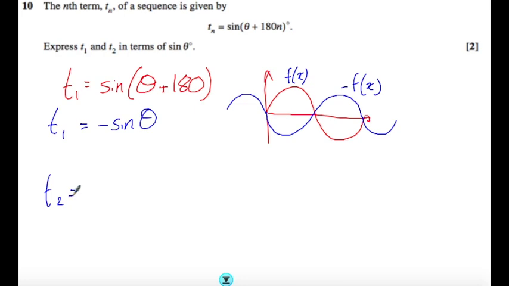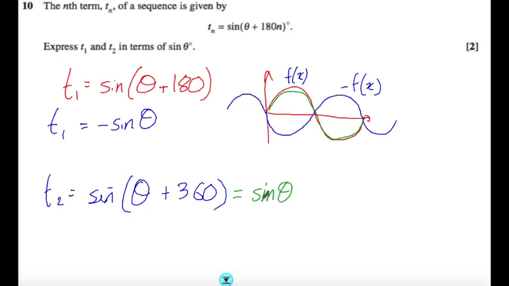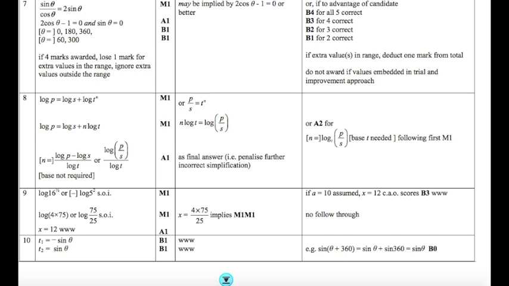So if we do t2 now it's going to be sine of theta plus 180 times 2, which is 360. So if you think what's happening here, it's been moved along 360 degrees, so it would actually be just the same as sine theta at the very start. So this would just be sine theta. Okay, so pretty simple mark scheme, one for minus sine theta, one for sine theta.